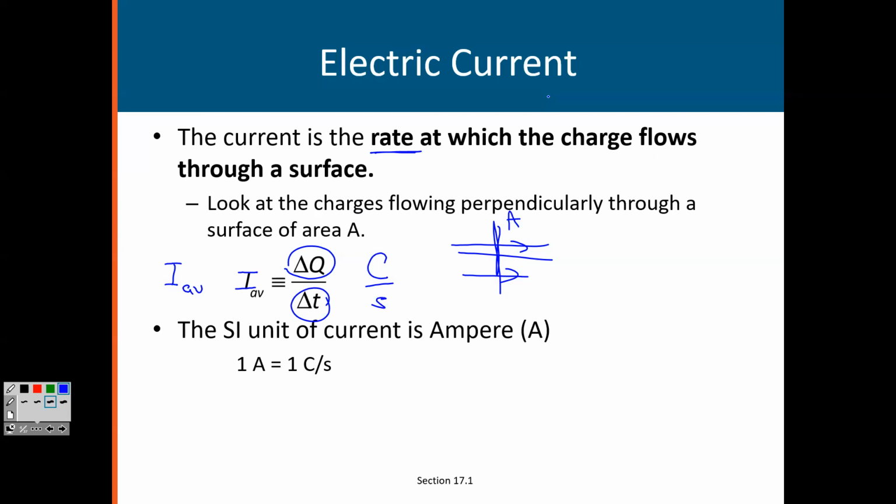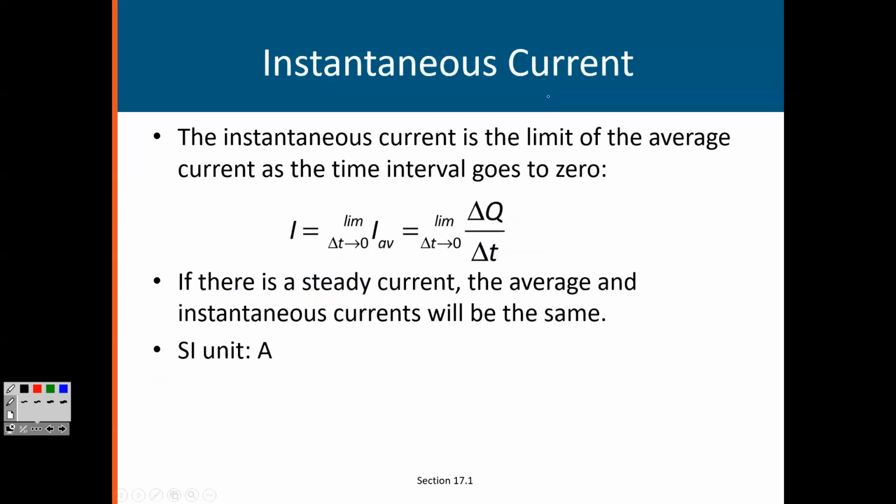Coulomb per second is the unit for measuring the current, but as it happens, it has a single name, amperes. Amperes is the name for coulomb per second. It's named after a physicist who worked on current, electricity. So to honor him, we call it amperes. The symbol is A. But you should remember it is actually coulomb per second.